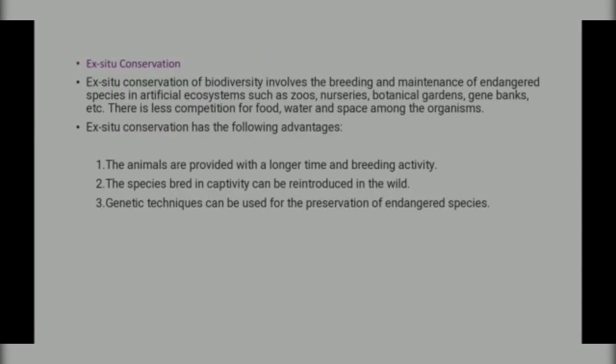This is a conservation which involves the breeding and maintenance of endangered species in an artificial ecosystem such as zoos, gardens, seed banks, etc. So there is less competition for food, water, and space among the organisms. They have some advantages. In this, the animals live for a longer time and have more breeding activity. The species with breeding capacity can be reintroduced in the wild, and genetic techniques can be used for the preservation of endangered species.